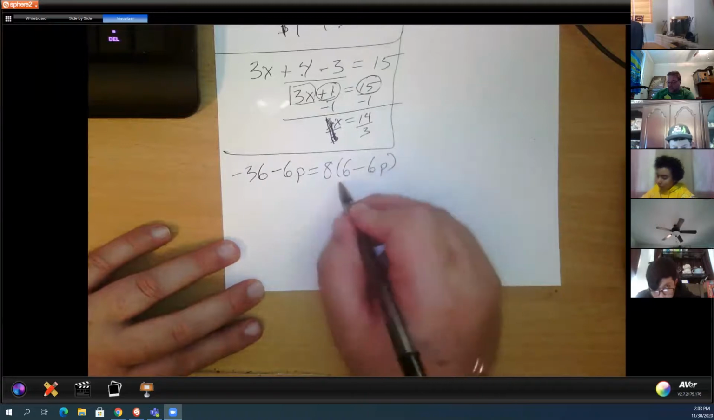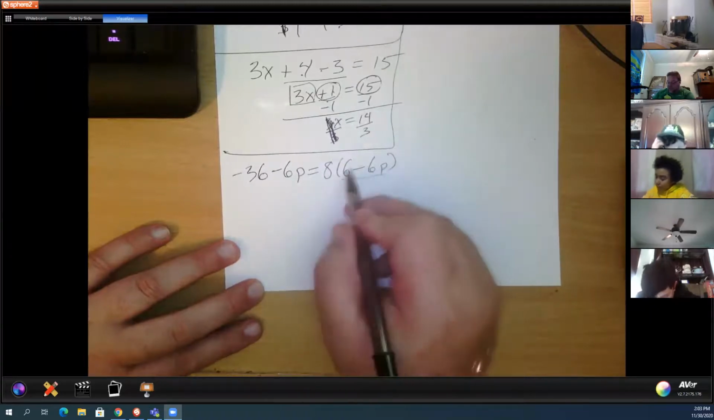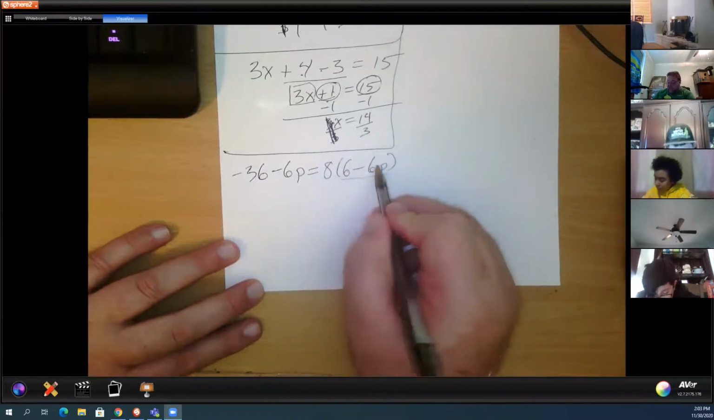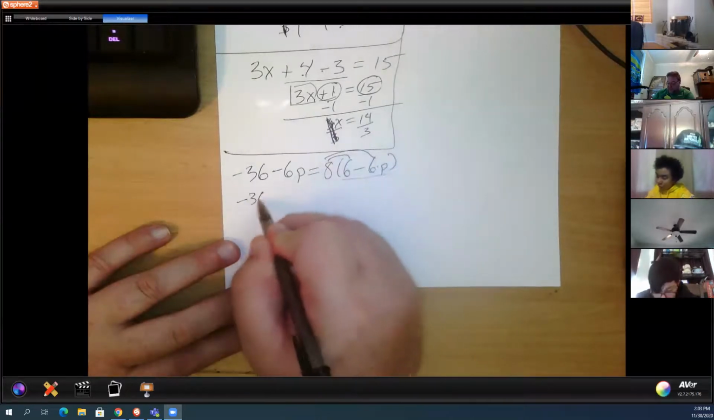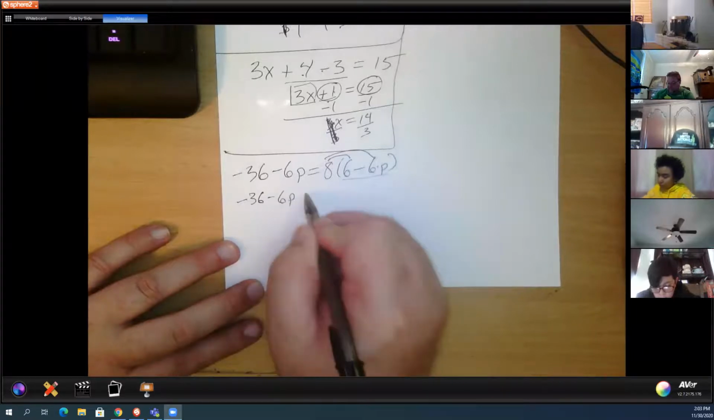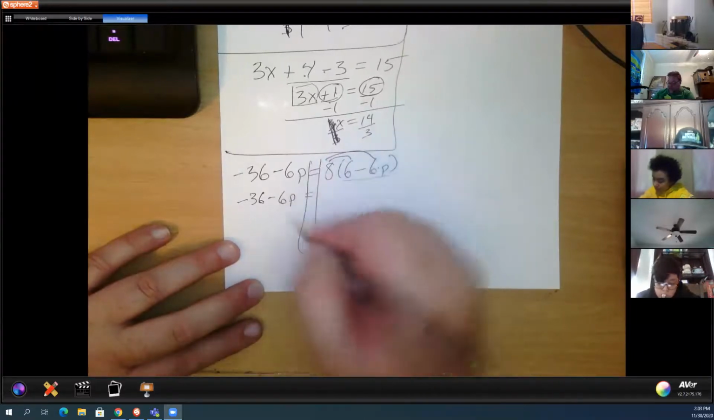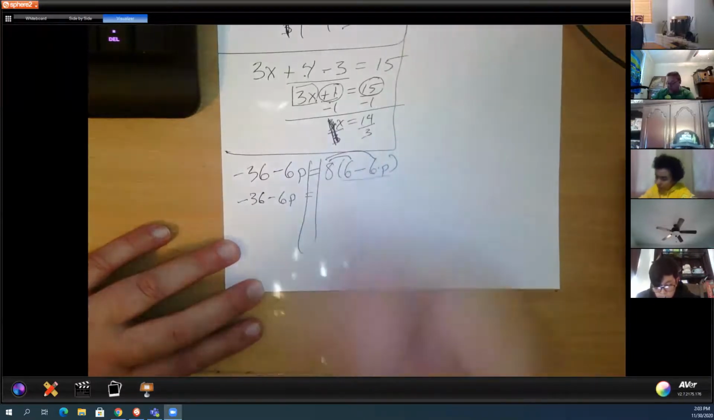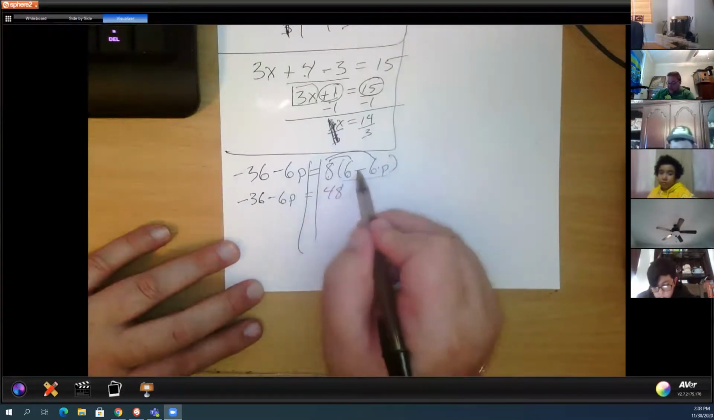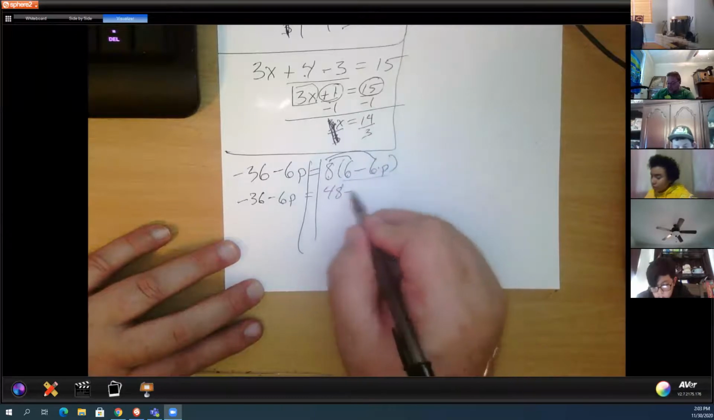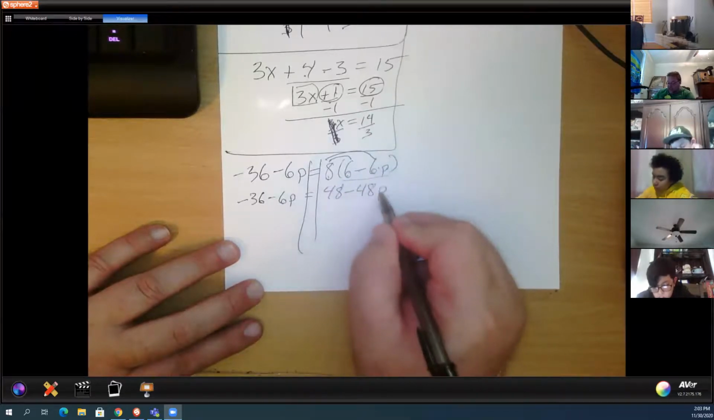All right. So I'm always going to start with parentheses. I can't simplify what's inside the parentheses, so I'm going to need to use the distributive property. So I'm just going to bring these down because I'm not doing anything with them. 8 times 6, 48. 8 times a -6p is going to give me a -48p.